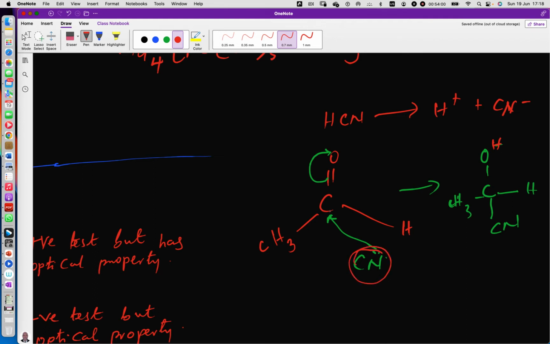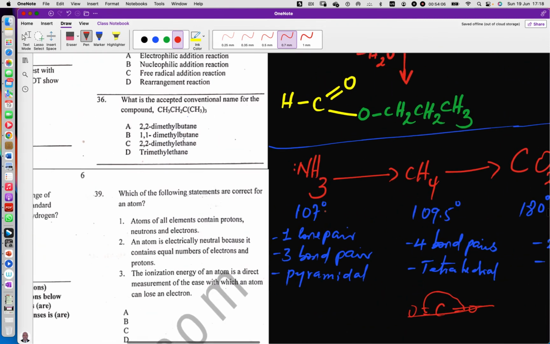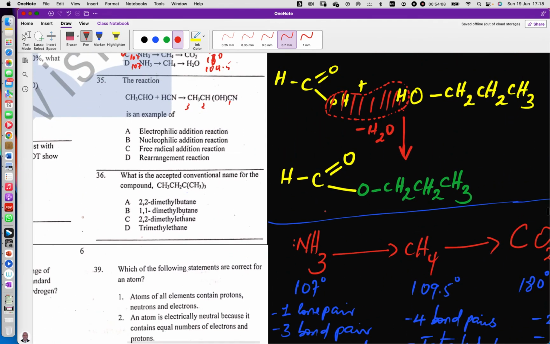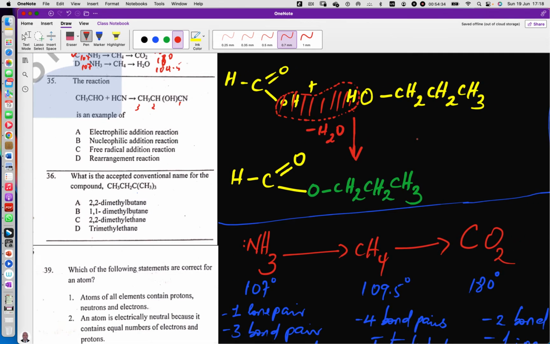Let's go back to our question now and see what is the answer that matches. This reaction is an example of nucleophilic, electrophilic substitution? No. Nucleophilic addition, excellent. 35 is B. Free radical? No, it is nucleophilic addition. I've just shown you the mechanism there. So our answer for question number 35 is B.